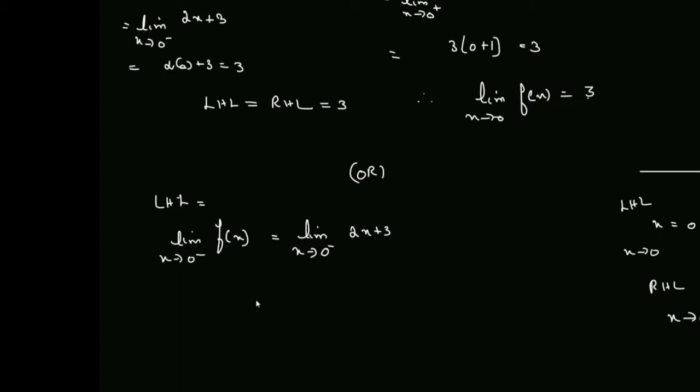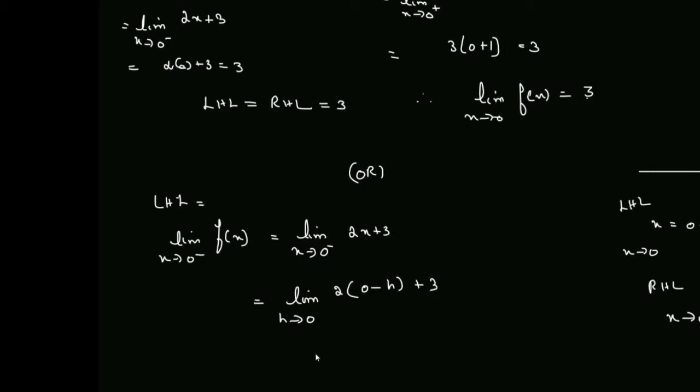So you can write this as the limit as h tends to 0. Just replace it, h tends to 0, and take this x as 0 minus h, plus 3. So when you substitute h as 0, you will get 3. Isn't it? When you put h is equal to 0, you get 3. So the left hand limit is 3.